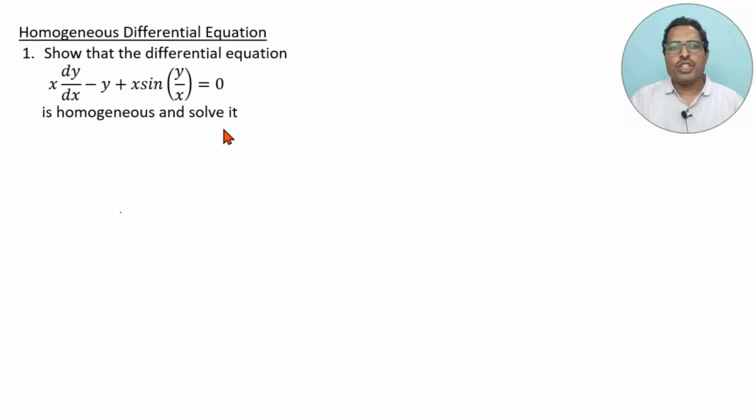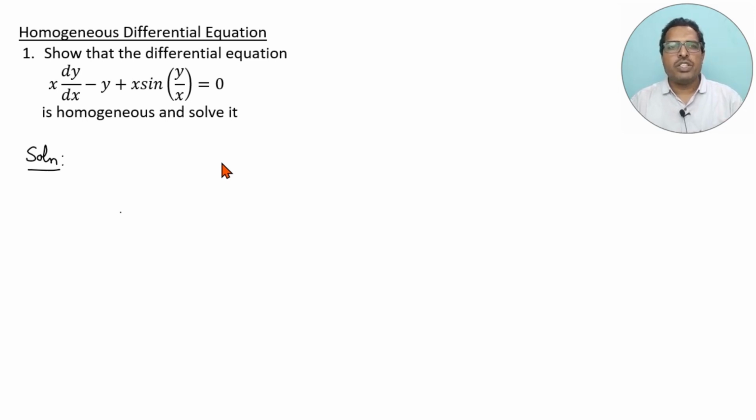The question is, show that the differential equation x dy by dx minus y plus x sine of y by x is equal to 0 is homogeneous, and solve it. Now, to show that this given equation is a homogeneous differential equation, first we need to identify the function and take that function and show that the given function is a homogeneous function. If the function is a homogeneous function, then the given differential equation will be a homogeneous differential equation.